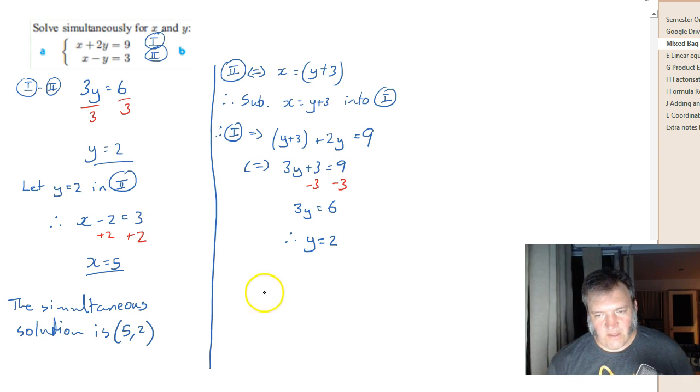Follow the substitution method, and we get the same answer. I'm not going to bother doing the rest. I'm sure you can do that on your own, and you've seen the working once already.